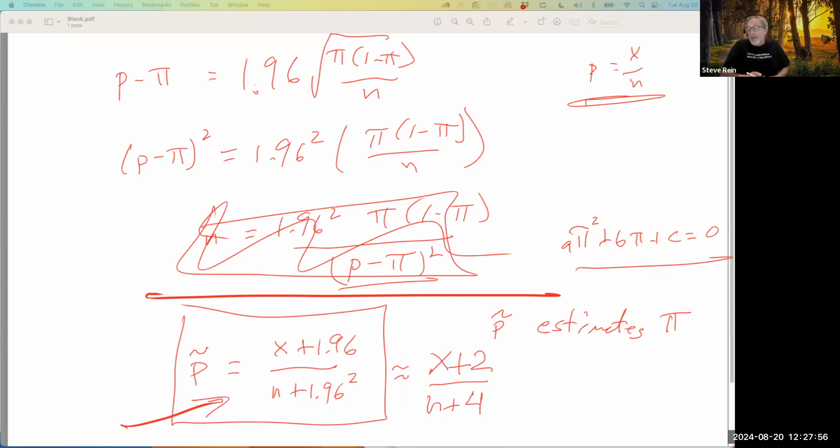You can tell me that pi is that, and so we're going to let our estimate of pi be x plus 2 over n plus 4. And now we have a confidence interval based on our new estimator, p tilde. So let's write out what that new estimator p tilde is with our margin of error.